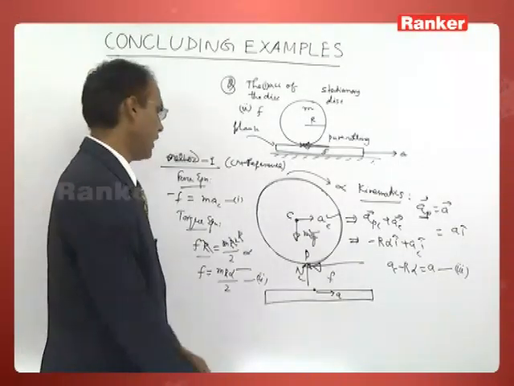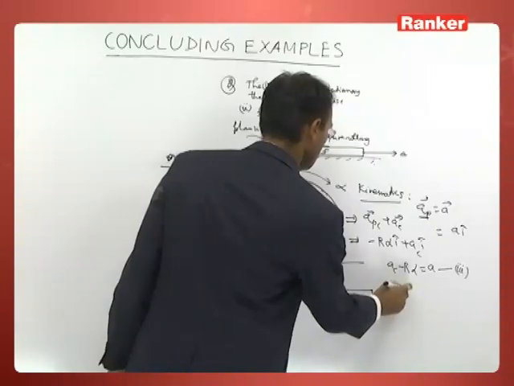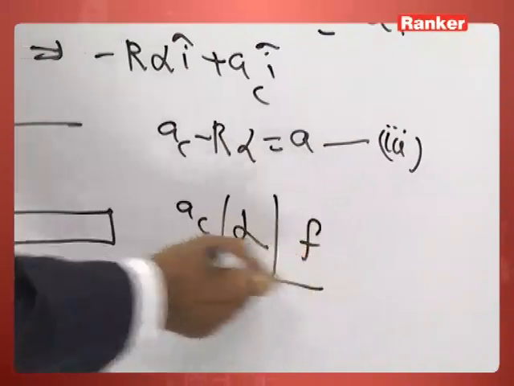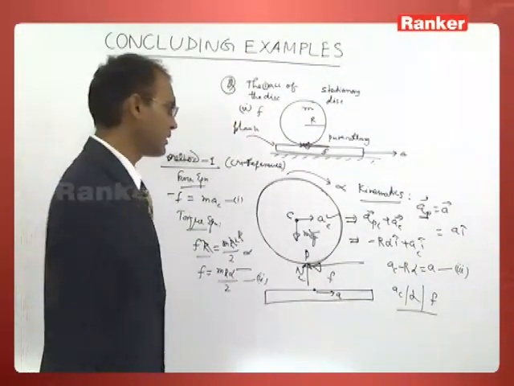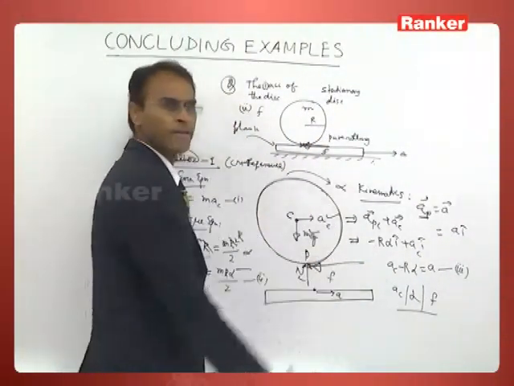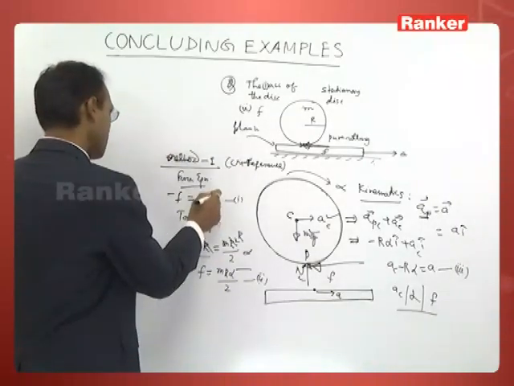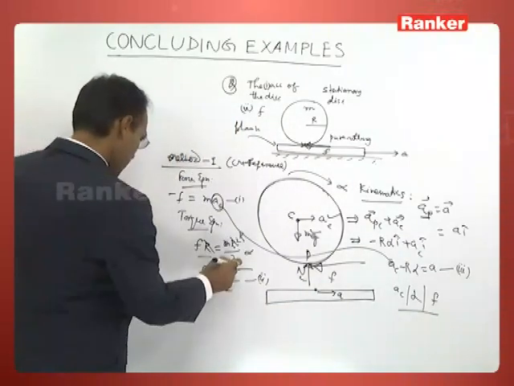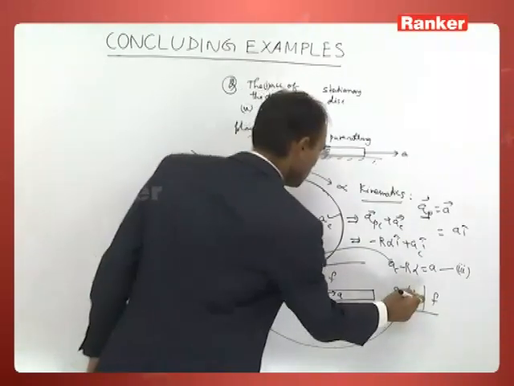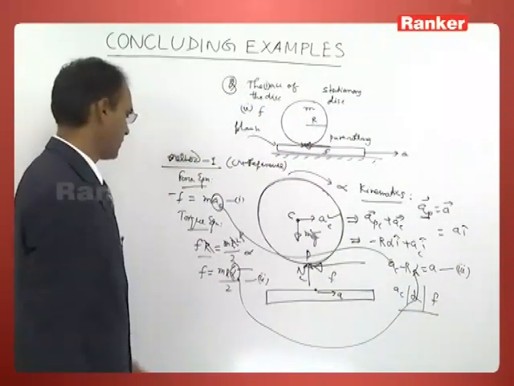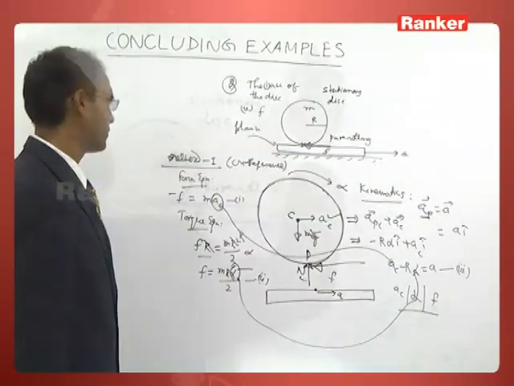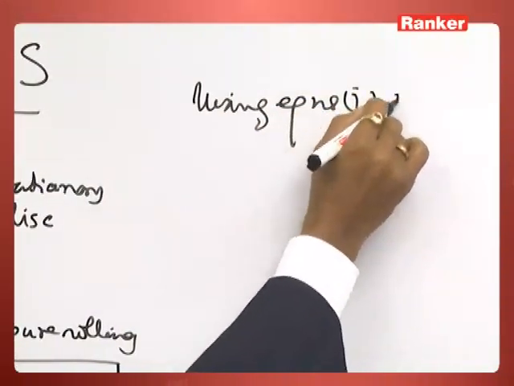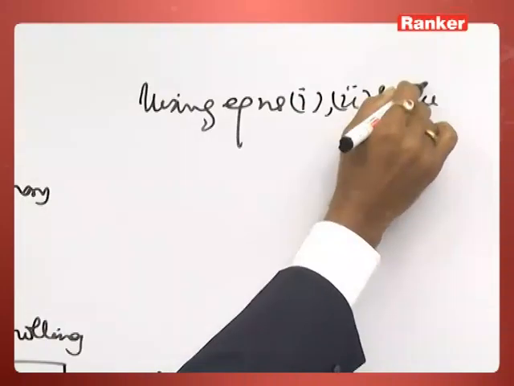Let us solve the equations. We have three equations and three unknown quantities, AC, alpha and the frictional force. There are three unknown quantities and three equations, 1, 2 and 3. So from equation 1, calculate AC, substitute here. From equation 2, you can calculate alpha and substitute here to find the frictional force. Using equations 1, 2 and 3.